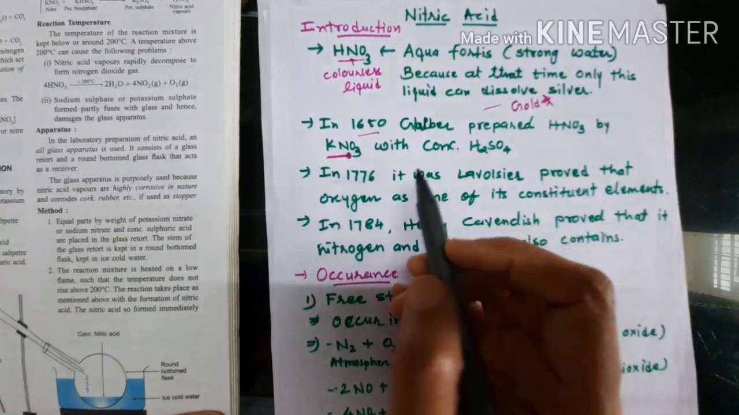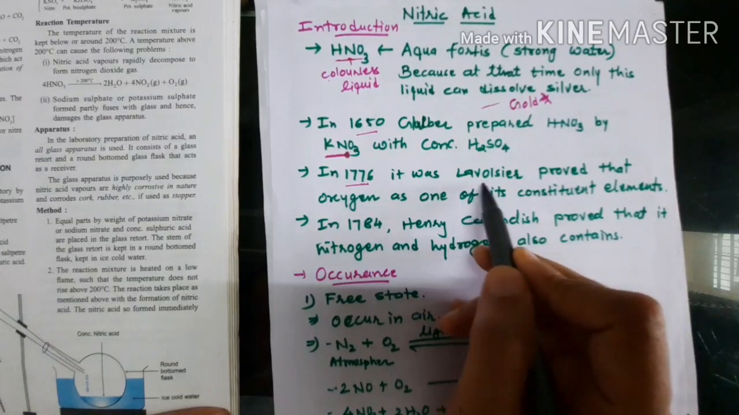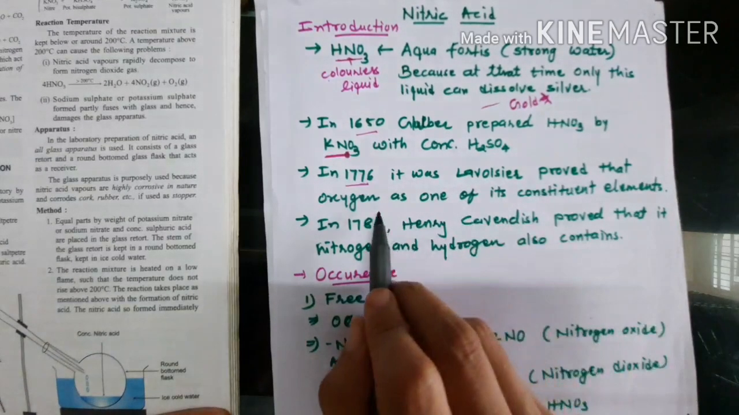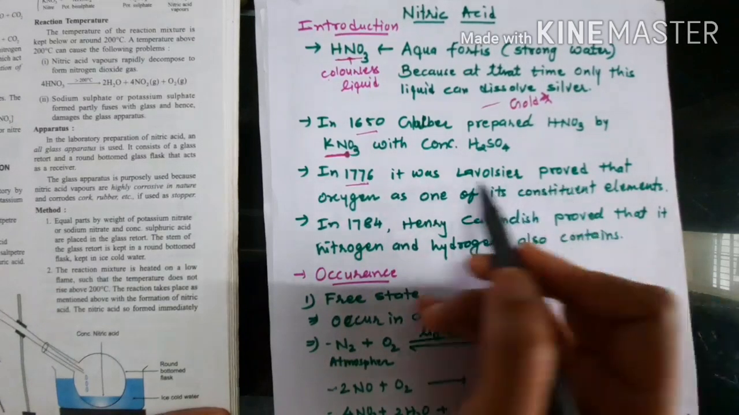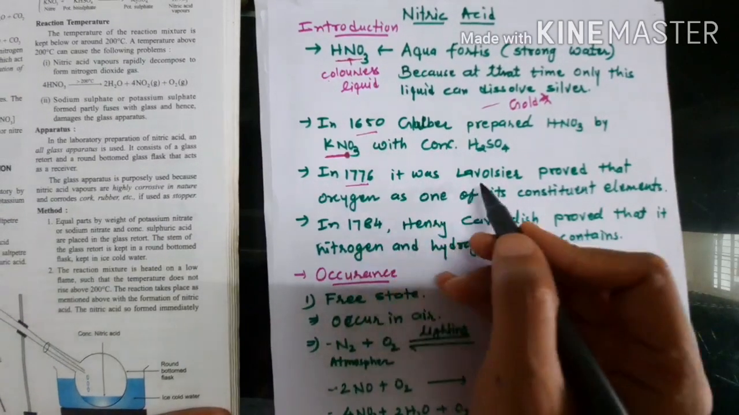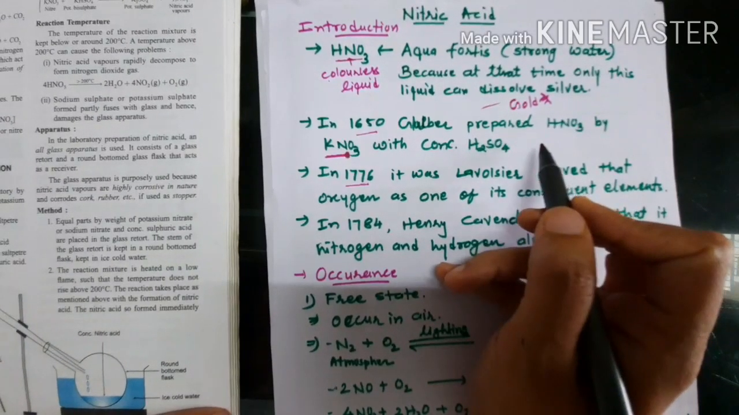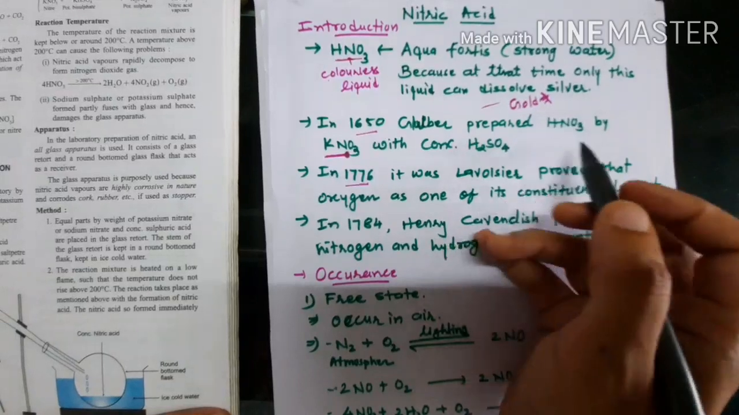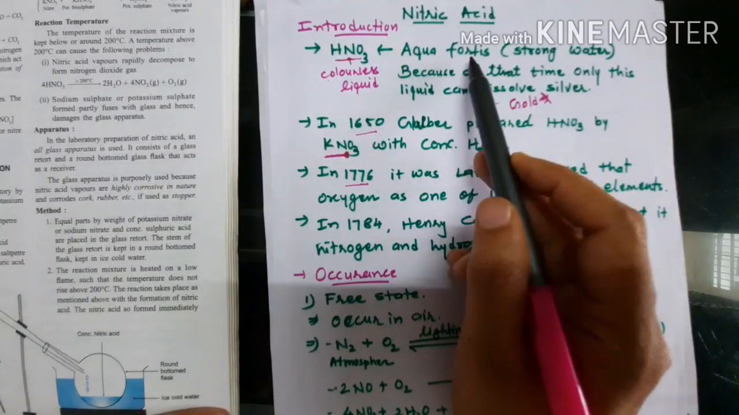Okay, and afterward one of the scientists, Lavoisier, proved that oxygen is one of the constituent elements present in it. When Glauber discovered this liquid, he didn't know the name of this compound, he didn't know its formula. So he just gave it a name, aqua fortis.